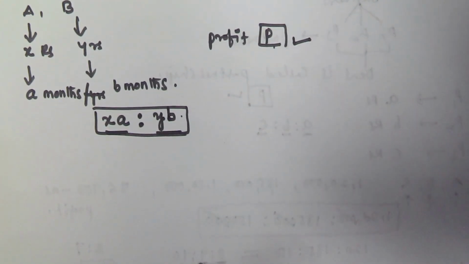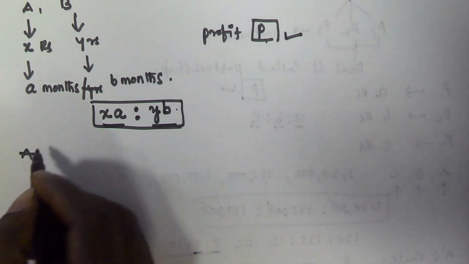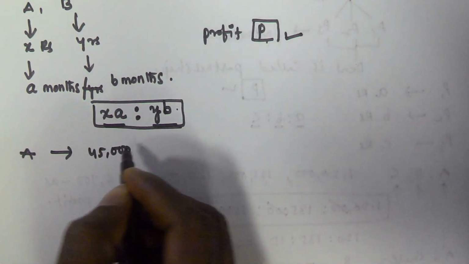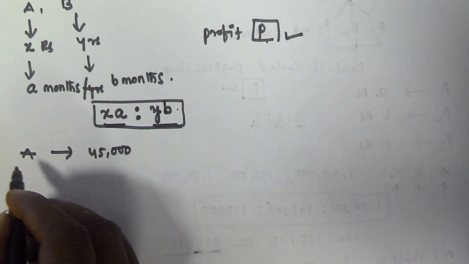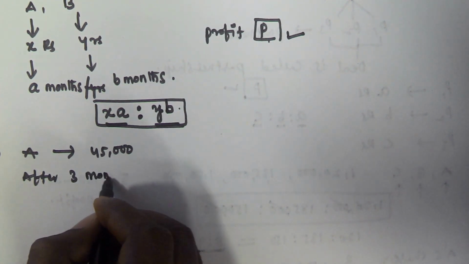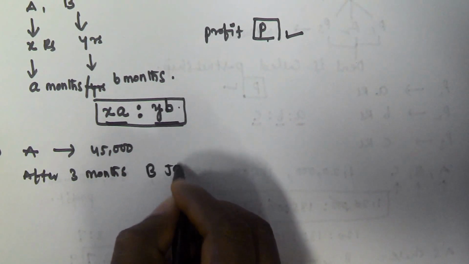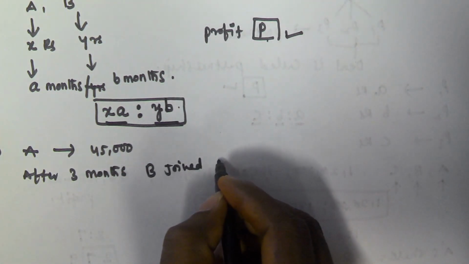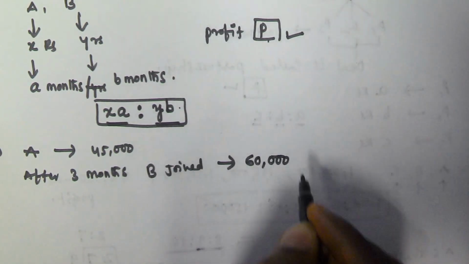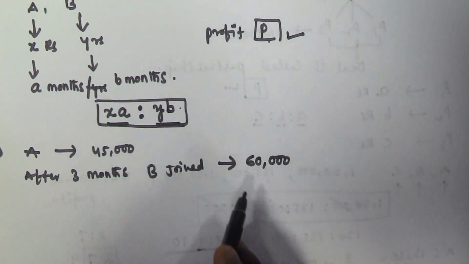We will see one problem based on this. Suppose A started a business investing 45,000 rupees. After 3 months, B joined the same business with a capital of 60,000 rupees.